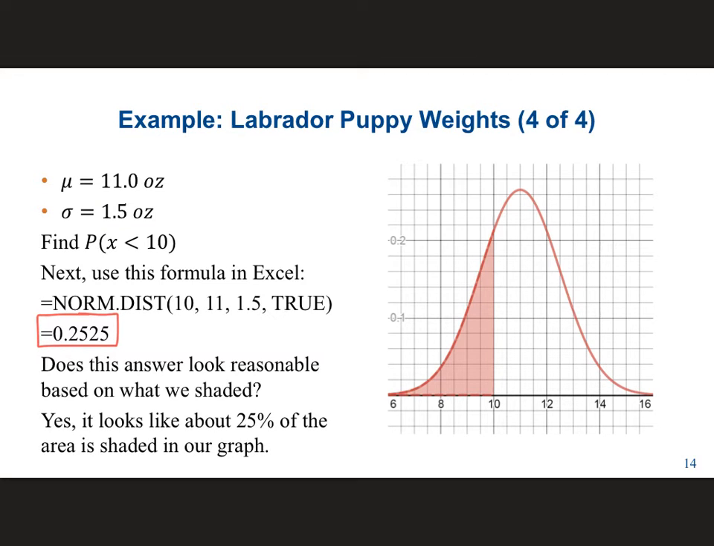So what you want to think about is look at what you have shaded and look at your answer. Does this answer look reasonable based on what you shaded? And we would say yes, it looks like about 25% of the area is shaded in our graph. Again, we're looking at this shaded region here, and that looks about like 25%.